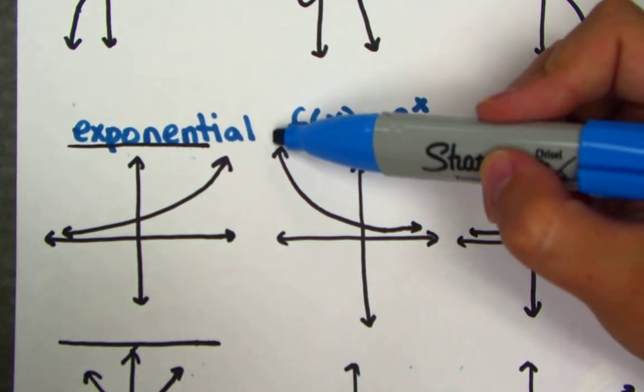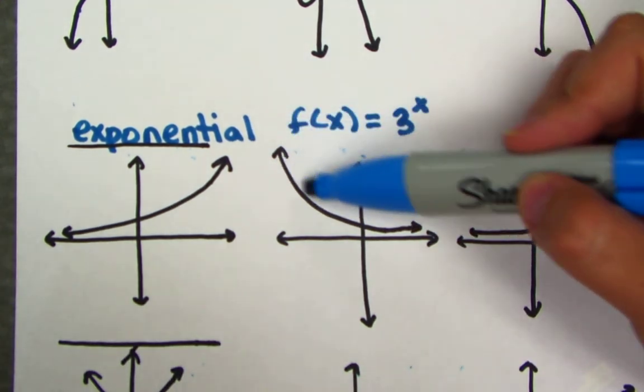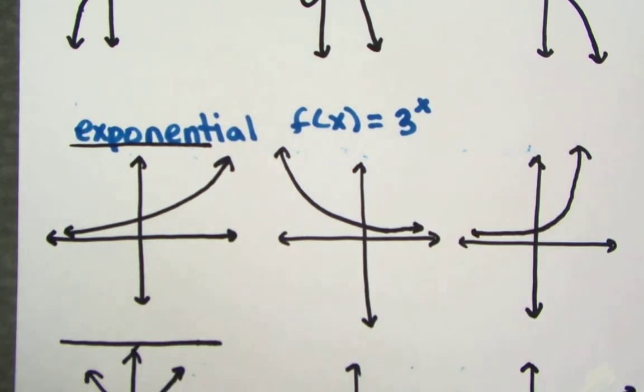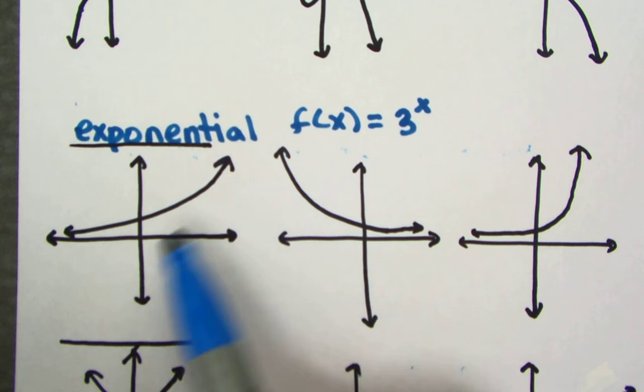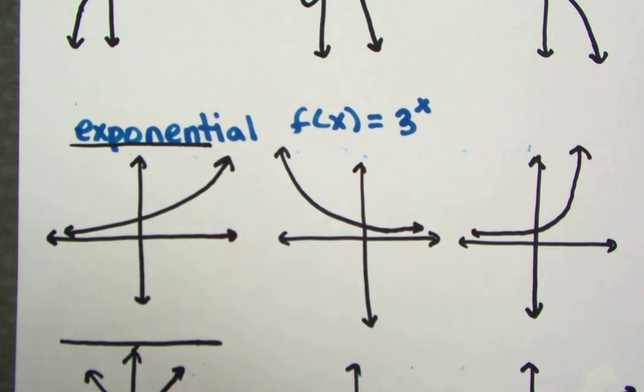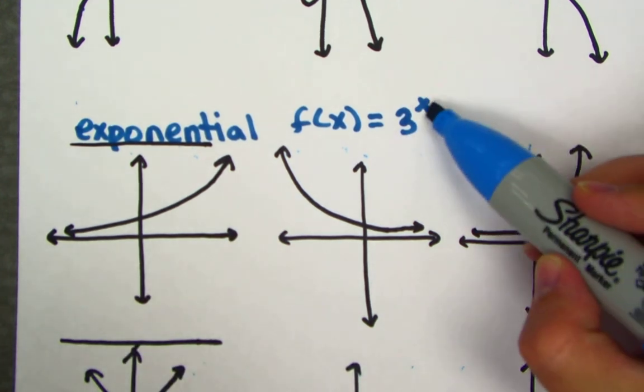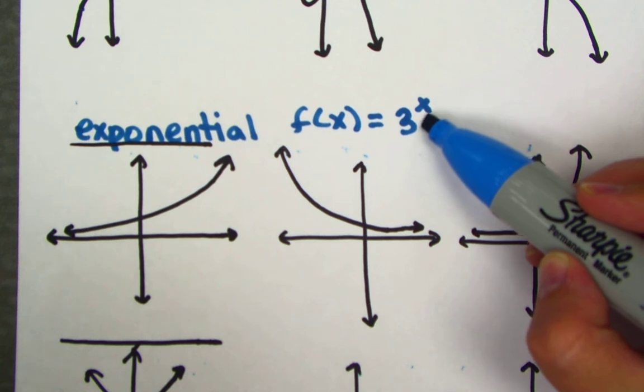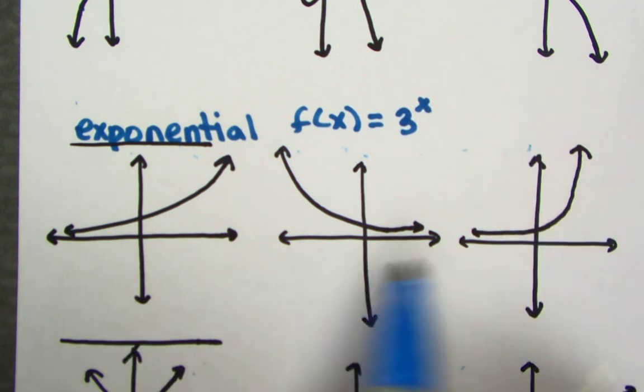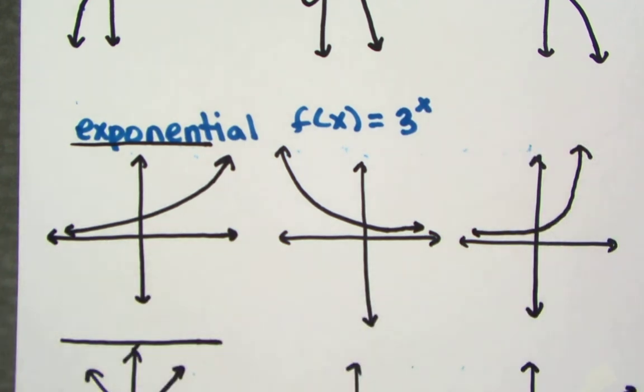Here, to the left, it's going up and out forever. To the right, it's getting closer and closer to the x-axis. These are all variations of exponential function graphs. The important thing, though, is that whenever the x is in the exponent, it's going to give you a graph similar to this. It will be exponential.